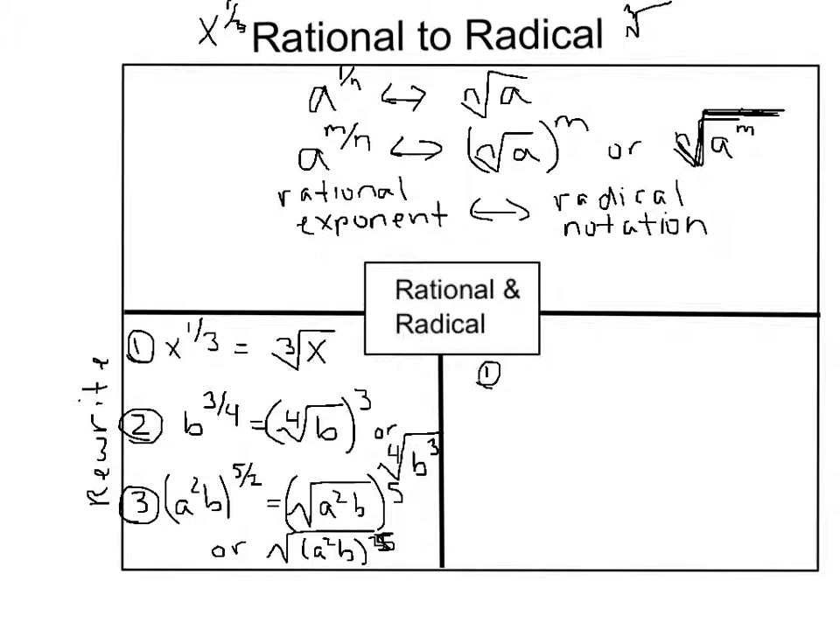Now we're going to go backwards. So if we come over here, if we have the 5th root of x, we want to rewrite it. So we're going to have x. The big power that it has is just a 1. The index is a 5, so that'll be my denominator. So that would be x to the 1/5.